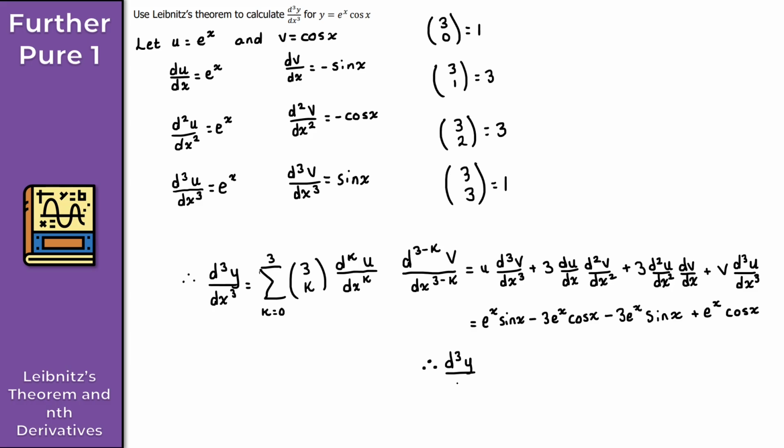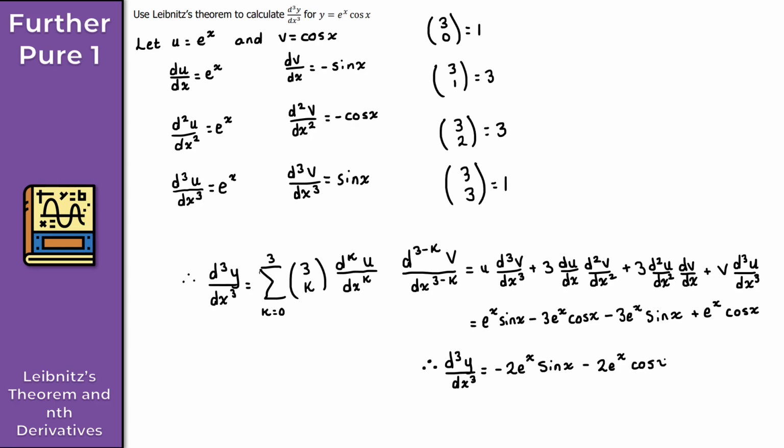Okay? So if we simplify this here then, what we can see is for the third derivative here, what we have is minus 2e, because I've got e to the x sine x here, but we've also got minus 3e to the x sine x here. So that simplifies to give us minus 2e to the x sine x here, like so. And doing the same here with this cosine x term, so minus 3e to the x cosine x plus e to the x cosine x. That simplifies to give us minus 2e to the x cosine x.